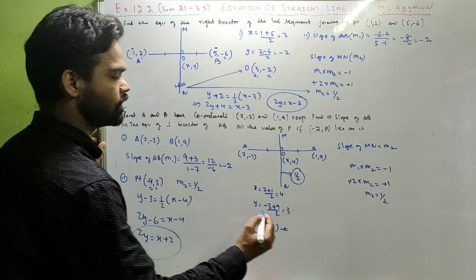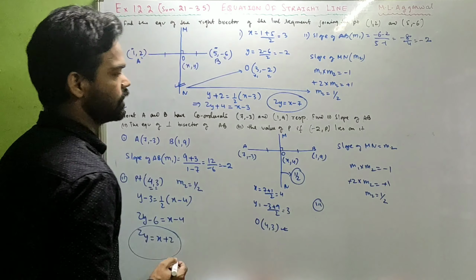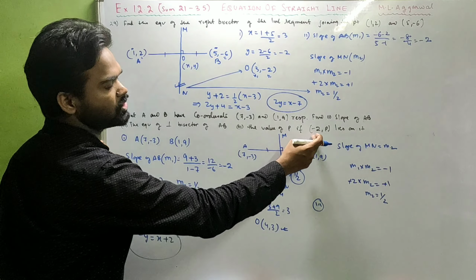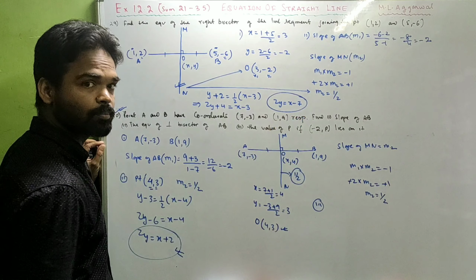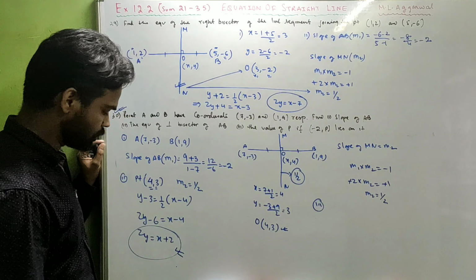Done. Now the third part. The value of P if (minus 2, P) lies on it, lies on this line, which means instead of x I can put minus 2, instead of y I can put P.